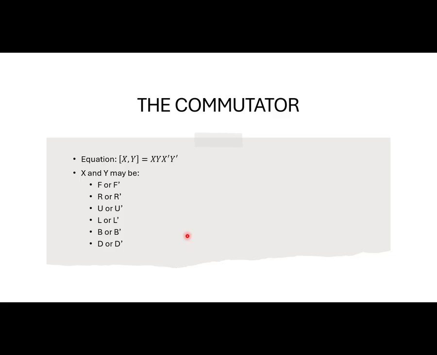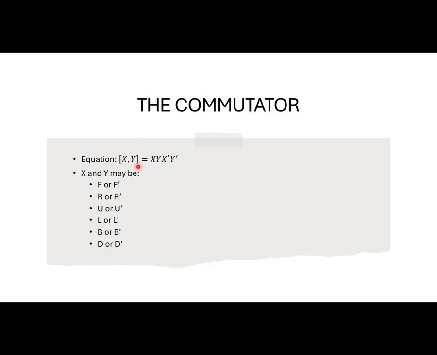Finally, a commutator is the equation that I decided to explain this time. Basically, a commutator rearranges some pieces without affecting most of the cube. The faces are going to be labeled as such: F for front, R for right, U for up, L for left, B for back, and D for down. A clockwise move is written plainly, but a counterclockwise move has an apostrophe. So F, F prime, R, R prime, and so on and so forth.